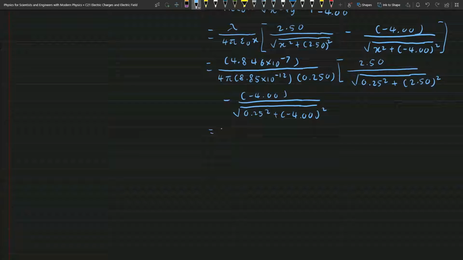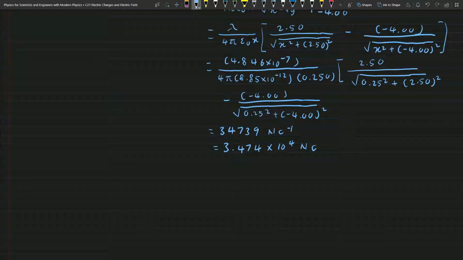I get this is 3.4739 × 10^4 newton per coulomb, or 3.4740 × 10^4 N/C, and this is only for the x component. Now we still have to solve for the y component.